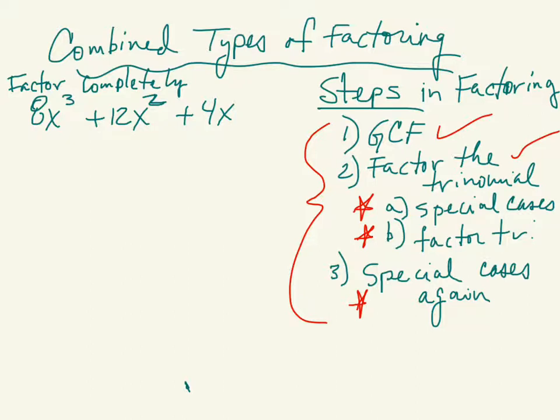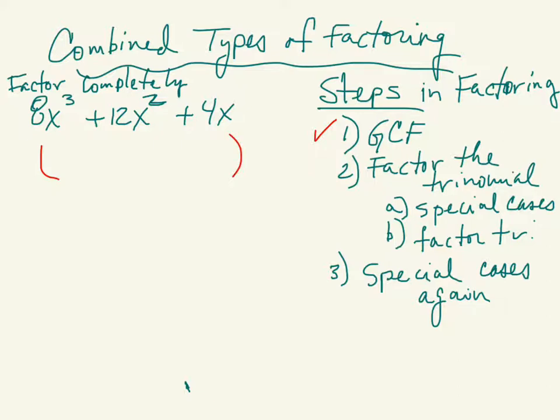And we'll show you that all through those steps. So right here, factor out the GCF. That was the very first thing we taught you. It looks like between 8, 12, and 4, there's a 4 that comes out. Between x cubed, x squared, and x, there's an x that comes out. So 4x times 2x squared is 8x cubed. 4x times a positive 3x is 12x squared. And 4x times plus 1 is 4x.